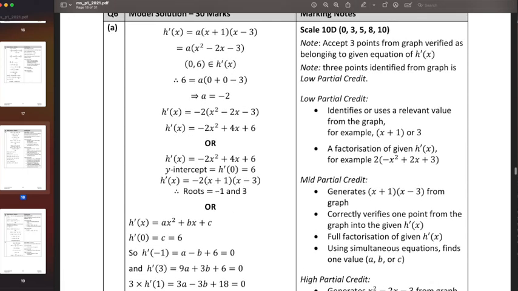The reason why I concentrate on the high partial credit is because if you're going to fall short of full marks in a question, it's good to know where the high partial credit is. Because in some cases, it doesn't take very much to get the high partial credit. You just have to start off in the correct way and use the correct method.